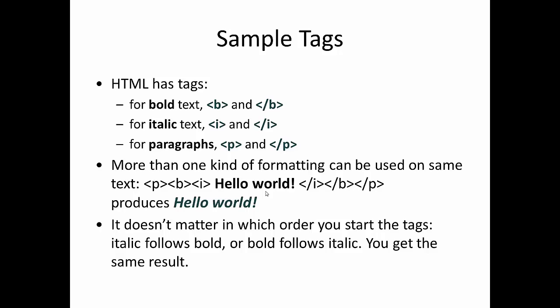HTML has tags. For bold text we use B, for italics we use I, for paragraph we use P. More than one kind of formatting can be used on the same text. For example, you start P tag, B tag, I tag for paragraph, bold, and italic respectively, and then you put the text hello world, and then we close italic, bold, and paragraph.